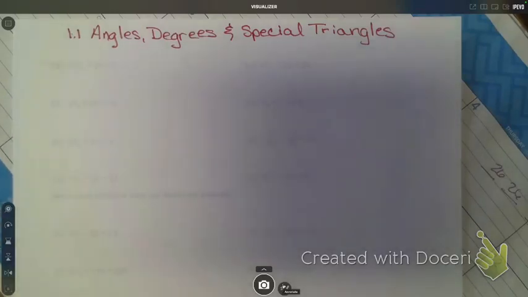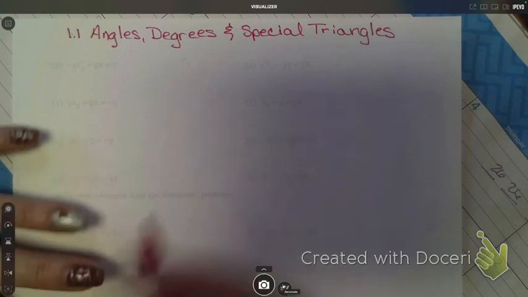Okay, so 1-1, angles, degrees, and special triangles. This is your review of geometry, what you need to remember. We're going to spend 2 days on this section just because I want you guys to have the repetition. Now, your assignments may look like a huge amount of problems, but they should be very quick problems. If they start taking you longer, you'll have fewer problems.